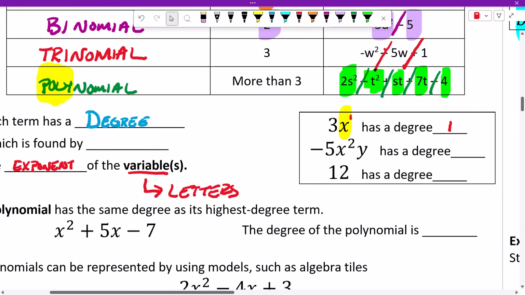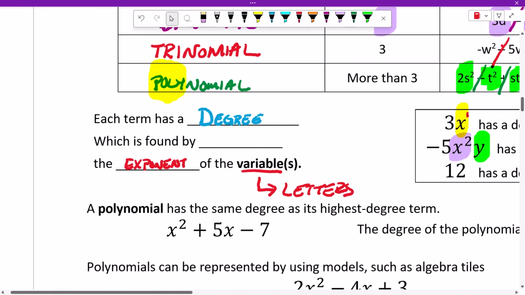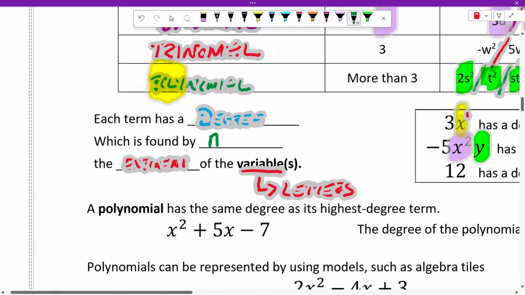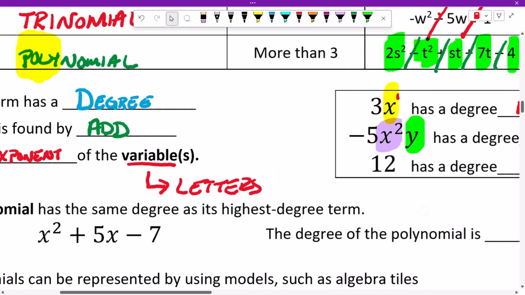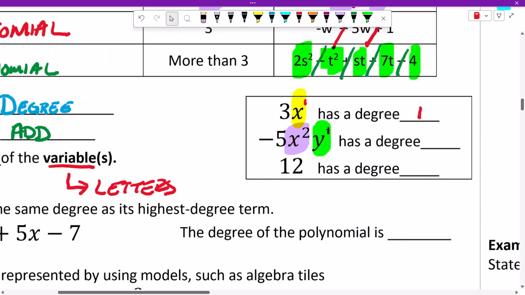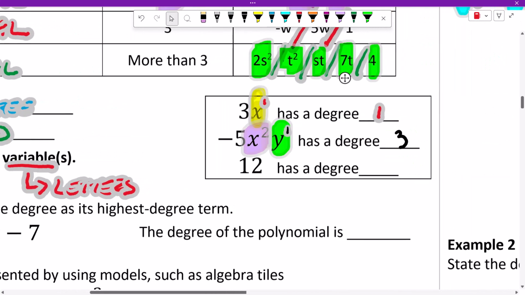Next one. We run into a situation here. We have 2 letters. We have an X and we have a Y. So if you have more than 1 letter inside of a term, the rule is you add the exponents together. So here, the X has a 2, the Y has a little imaginary 1. So overall, 3. This has a degree of 3.